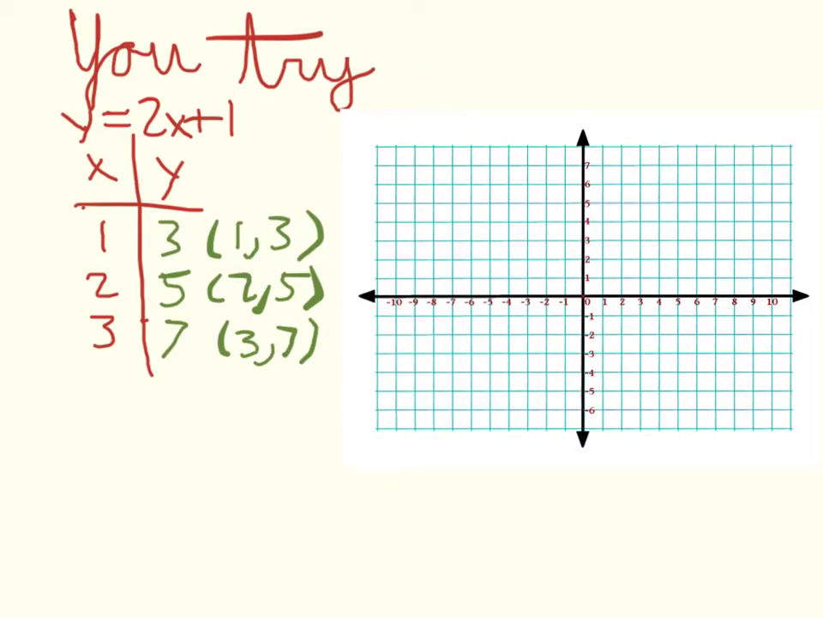And plotting those points, you'd get 1, 3. Remember, it goes x and y. You get 2, then 5. And then you'd also get 3, then 7. And then you would go ahead and connect those with that line. Remember to extend that line in either direction with those arrows there. And then also remember to label that line. That's the line y equals 2x plus 1. And that's the graph for that linear equation.